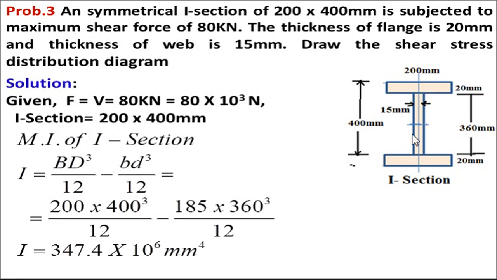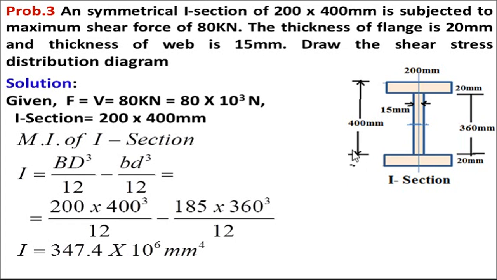It is a symmetrical section, that's why. So how to identify symmetrical? Because this top flange and this bottom flange have the same dimensions. So capital B means 200, capital D means 400. Out to out dimension you have to consider. 400 should be out to out.